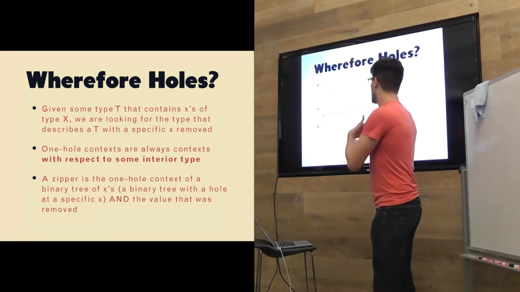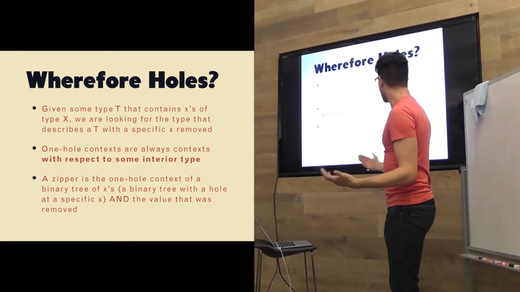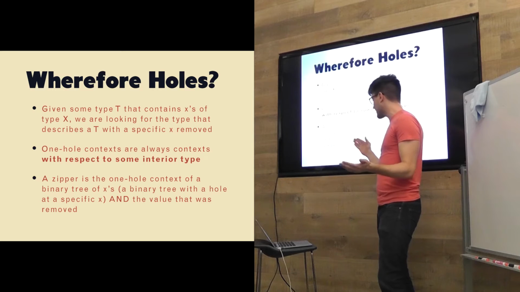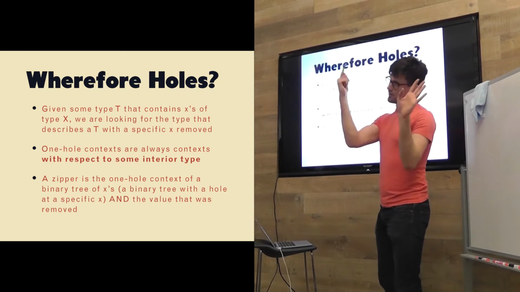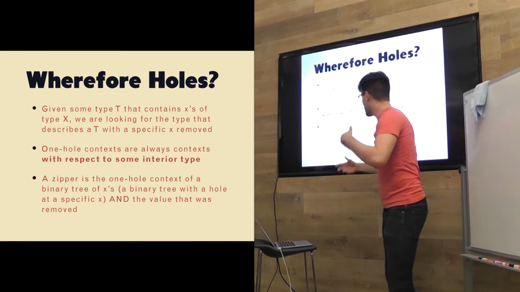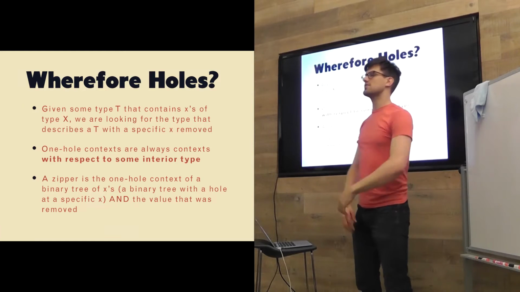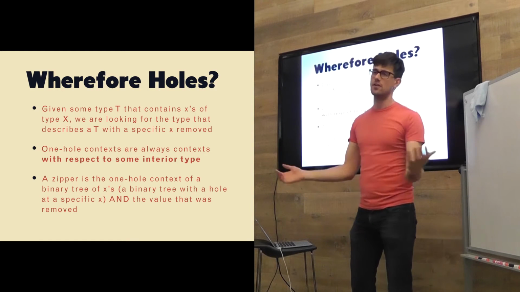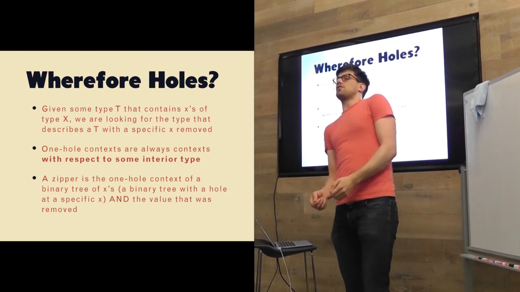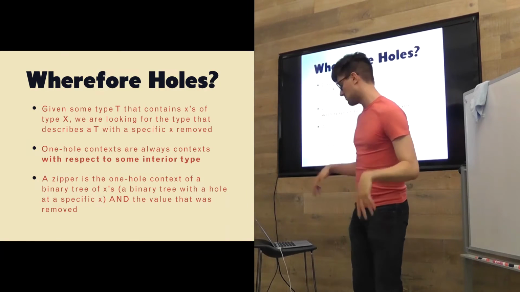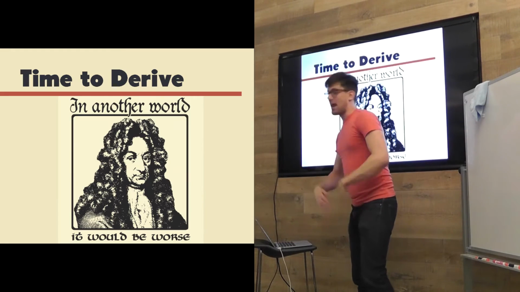And then finally, just to put it all together, a zipper is the one-hole context of a binary tree of x's, in the Huet sense, and the value that was removed. So it's not like one-hole contexts and zippers are that different. It's just like a zipper has a little extra to let you keep zipping back up and down. Okay, cool. So now to get to the actual paper.